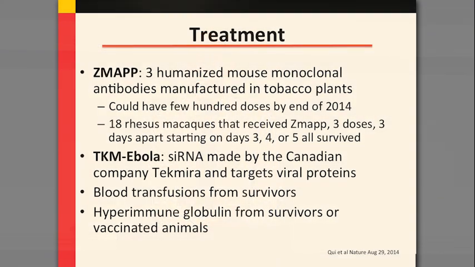So we've heard about some treatments in the media, and the most common that I've heard myself is called ZMAP. ZMAP is a monoclonal antibody product. And it basically gives persons antibodies who didn't experience Ebola in the past and helps them, in theory, to fight off the virus. So there are three humanized mouse monoclonal antibodies. It's actually manufactured in tobacco plants. It's grown in tobacco. We could have a few hundred doses by the end of 2014, but the current supply is exhausted. There is no more ZMAP currently. There is an effort to get more in production now.